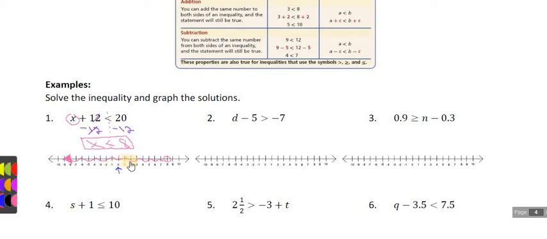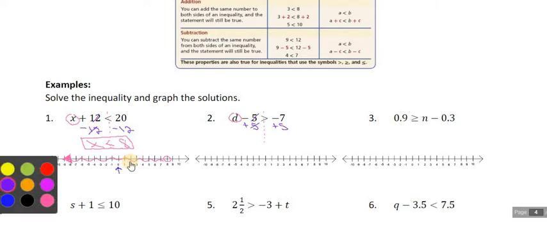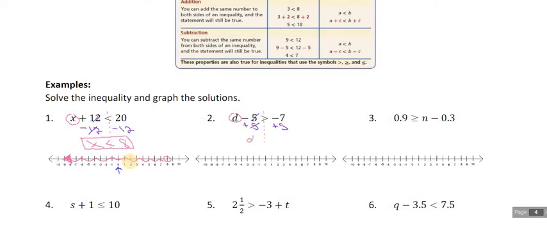So let's check number 2. D minus 5 is greater than negative 7. Dotted line through my inequality, circle my variable, and now I'm going to get D alone on the left by adding 5 to both sides. So that leaves us with D is greater than negative 7 plus 5 is negative 2. So we're going to locate our target number of negative 2 on our number line, and we are going to shade to the right.